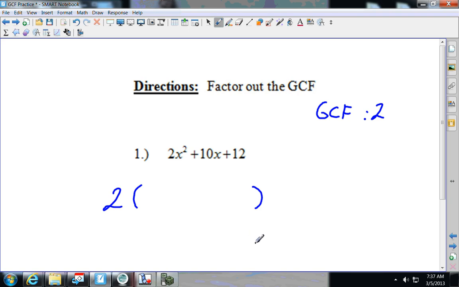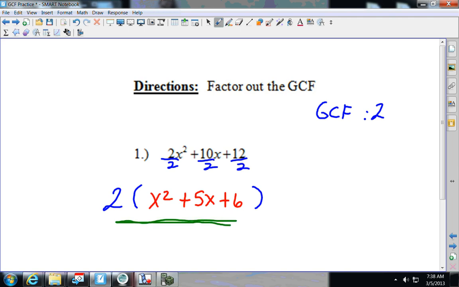Yesterday I showed using the box. What you really could do is just go right here and divide every term right here by 2 because you're pulling it out. Well, 2 divided by 2 is what? 1, and so it's x squared. 10 divided by 2? 5x. 12 divided by 2, plus 6. Now this is your answer. You have factored out the GCF.